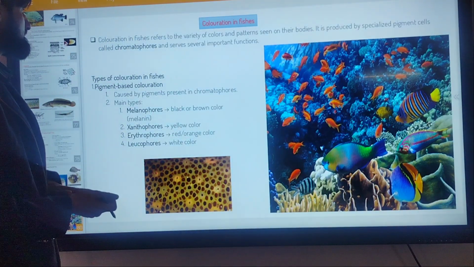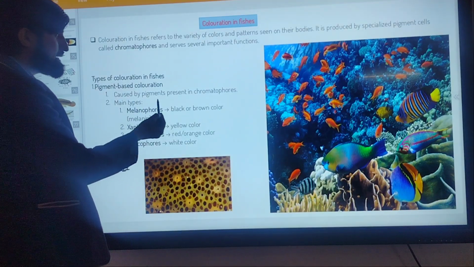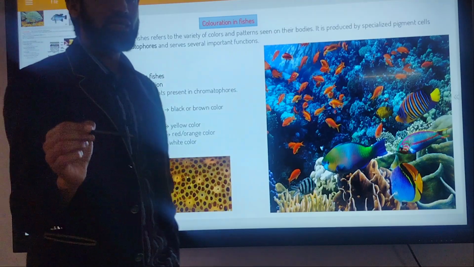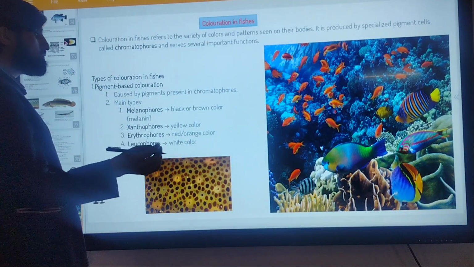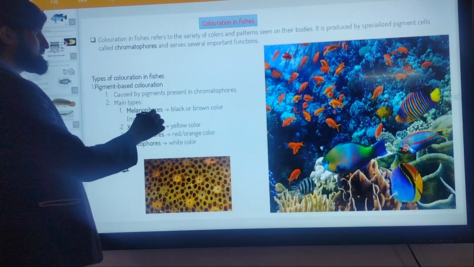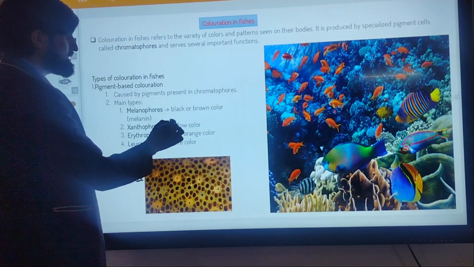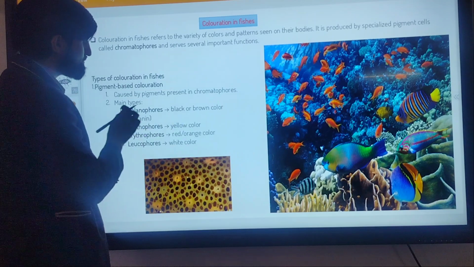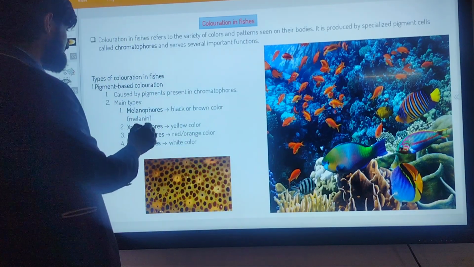Types of coloration in fishes: pigment based coloration. It is caused by the pigments present in the chromatophores. Chromatophores are special cells for the coloration of fishes. They contain different types of pigments. So, on the basis of the pigments present in the chromatophore cells, they may be the melanophores. Melanophores are the cells that are responsible for the black or brown color of the fish because of the presence of a pigment known as melanin.